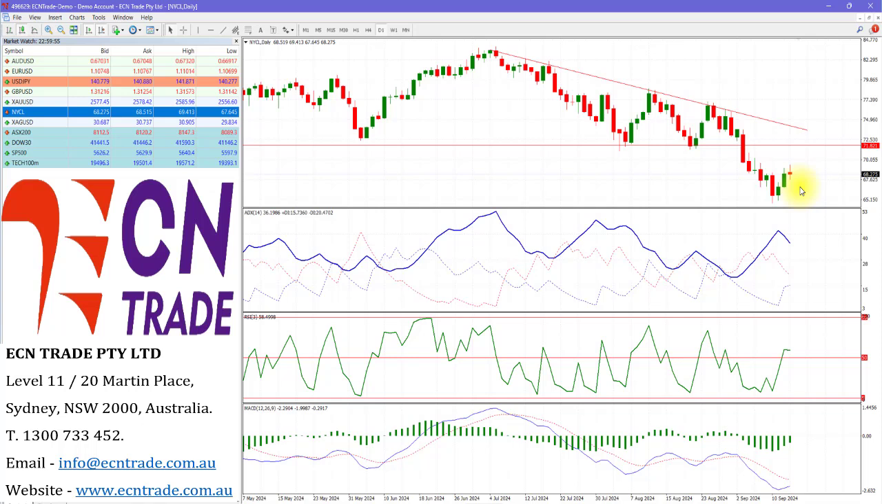Any weakness, support seen around 67.18 to 95 to the start of the week.